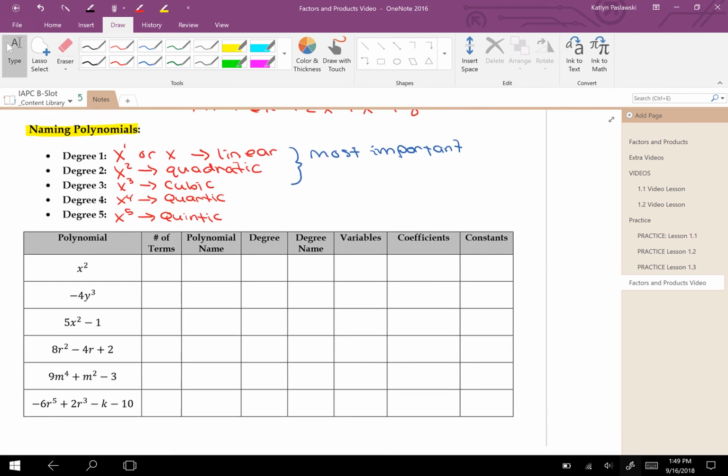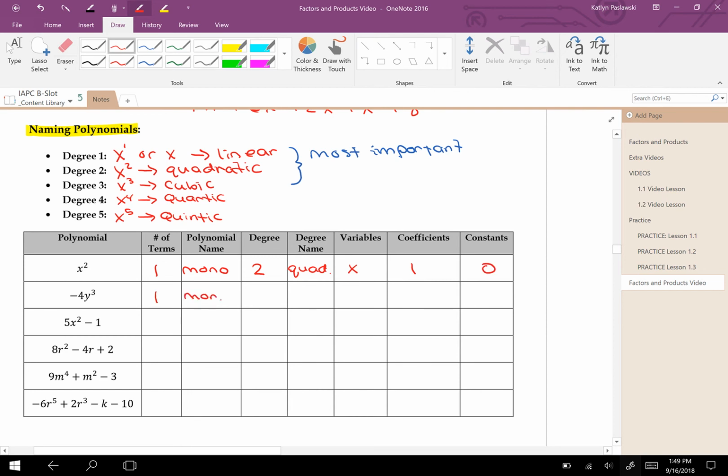We're going to look through this table and identify the number of terms, name the polynomial, the degree, name the degree, then list the variables, coefficients, and the constants. So here we have the number of terms. Terms are separated by an addition or subtraction sign, so we only have one term. So we call this a monomial. The degree, or the exponent, is 2, so therefore it is a quadratic, and I'm going to abbreviate that as quad. The variable identifies a letter, so we're just listing them, so it is x. Coefficient is the number in front of the variable, which would be a 1, and there are no constants.